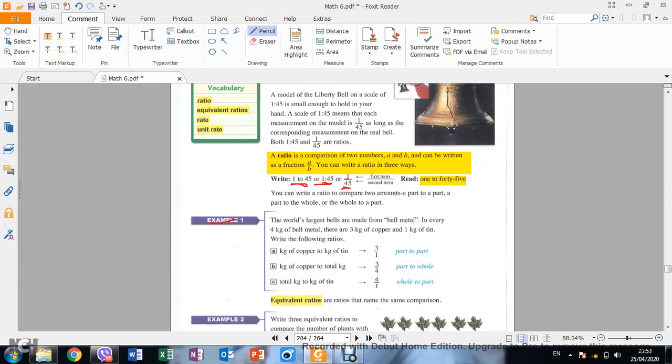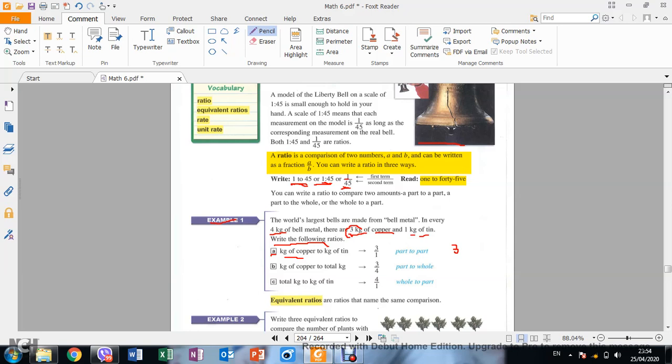Example 1. The world's largest bells are made from bell metal. Every 4 kilograms of bell metal has 3 kilograms of copper and 1 kilogram of tin. Now, write the following ratios. The first one: kilograms of copper to kilograms of tin. We have copper, so kilograms of copper is how many? 3. We write 3. I told you, you can write it in 3 ways.